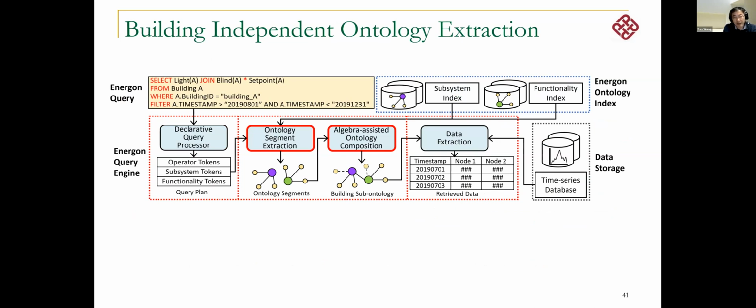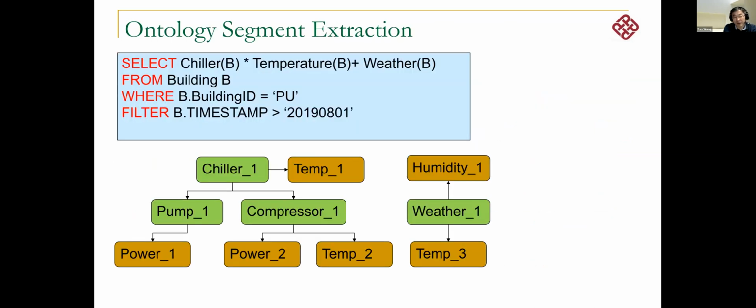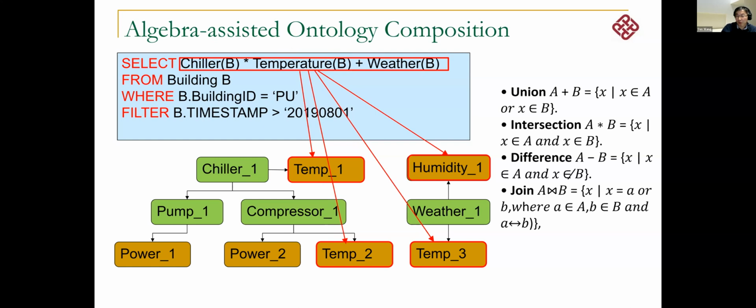And our automatic extraction is based on ontology. I use one example to show it. Okay, so for example, you want to get temperature of chiller and the weather data. So we first extract sub-ontology, okay, sub-segments. And then we go through these operators. So we define these operators following generic algebra so that they can conform to associative law, commutative law, and distribution law, so that they don't have ambiguity when you are writing your program.